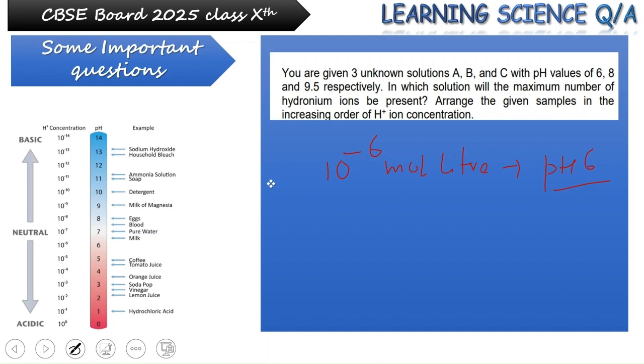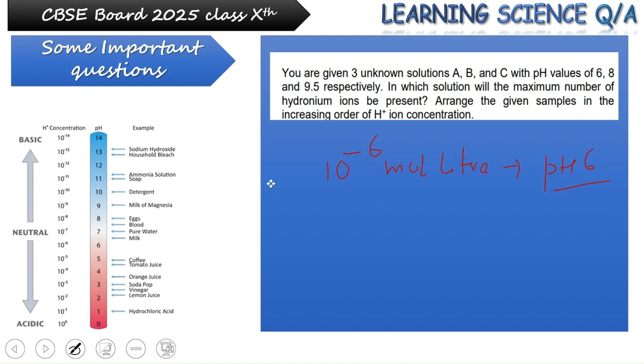That means a change of 1 unit in the pH represents a tenfold change in the hydrogen ion concentration, and that you can see from this table given here also. We have hydrochloric acid at concentration 10 raised to power minus 1, also lemon juice at 10 raised to power minus 2. So the difference between these two in concentration is around 10-fold, right?